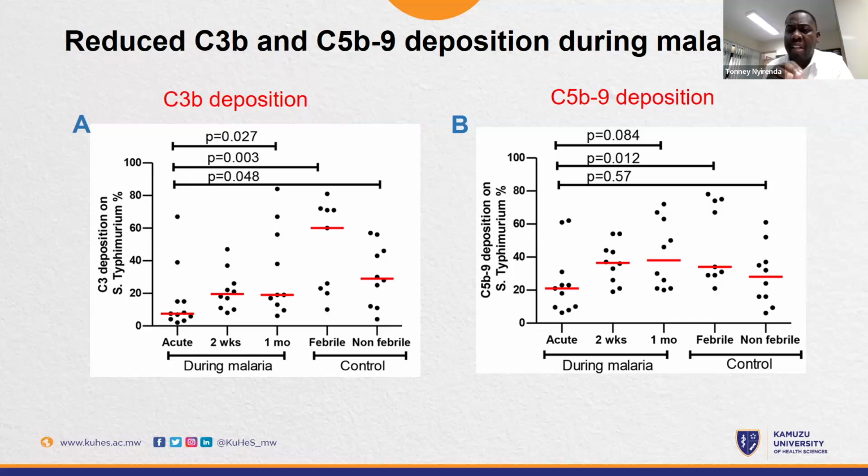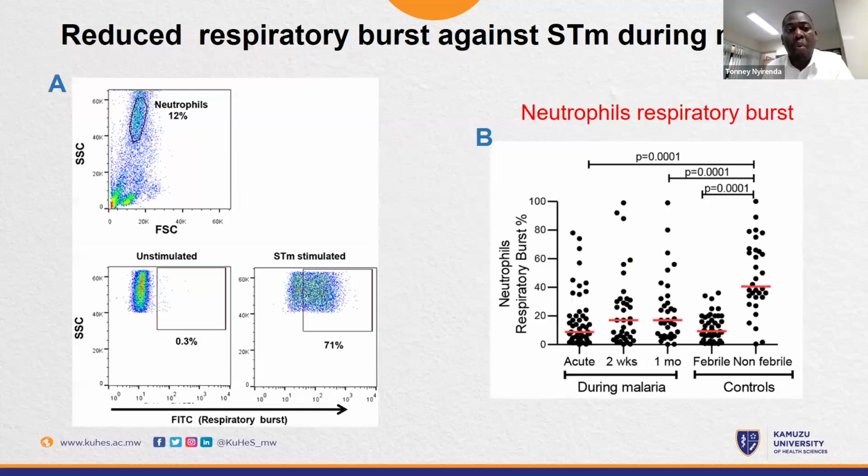Not necessarily a similar trend was seen in the MAC, but only at the acute phase during malaria did you have a significant reduction of the MAC, or C5b to 9, in terms of deposition. So to a certain extent, this reduced complement components deposition may explain the loss in the serum bactericidal activity that we had observed.